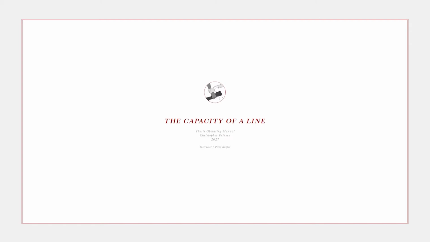Okay, so let's just jump right in. The name of my thesis was The Capacity of a Line. My name's Christopher Princeton. I created this in 2021 with my instructor being Perry Culper.